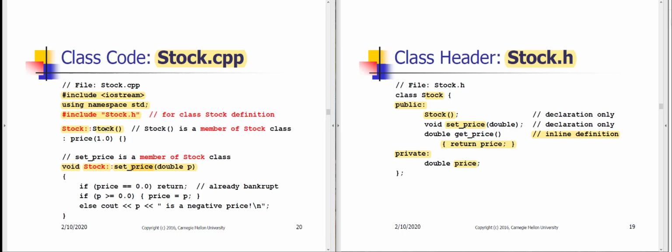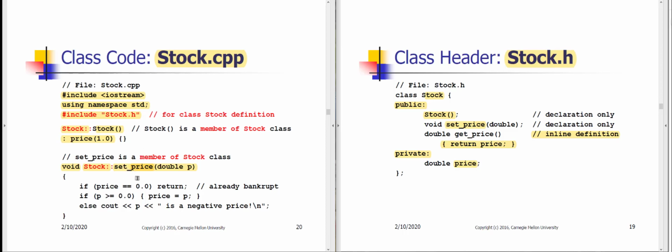Now, to complete the implementation details for the default constructor and for the setPrice function, in the case of the constructor, we have our member initialization list that sets the data member price to 1.0, and then we do whatever else is necessary to initialize a stock object. Well, there's nothing else that needs to be done. So we do have to have a body of code, but the body is empty in this case.